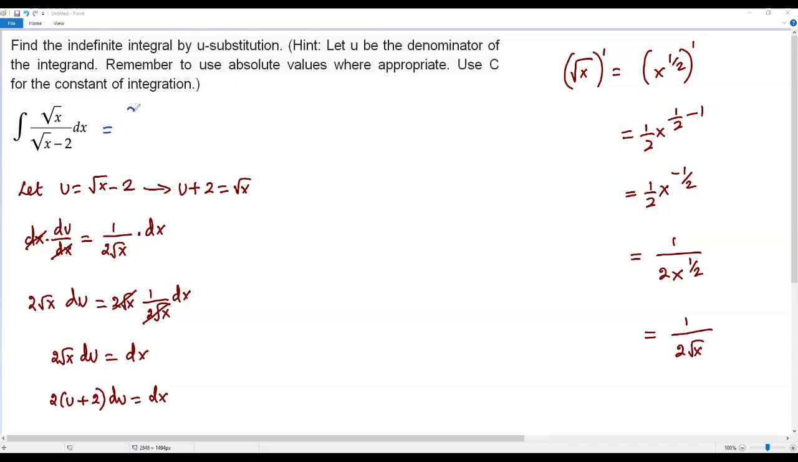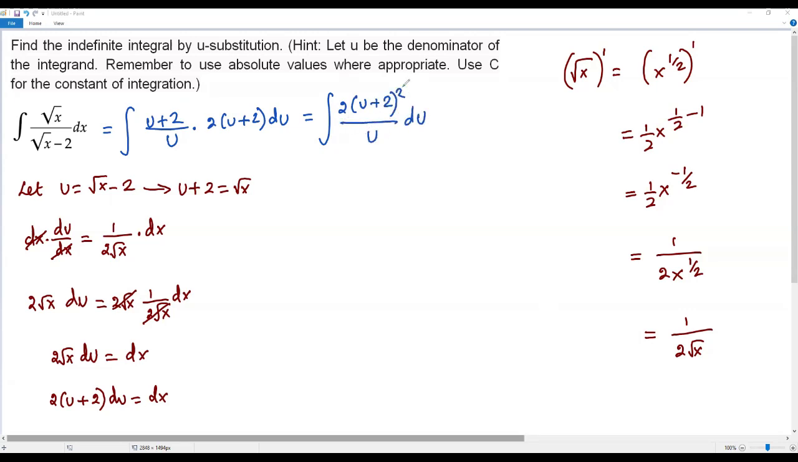So in the integral, for the square root of x, we can plug in u + 2, divided by, for the square root of x - 2, we can plug in u, and for dx, we can plug in 2 times (u + 2) times du. Now we can multiply these. When I do so, I'm getting 2 times (u + 2) times (u + 2) will become (u + 2) the whole square over u times du.